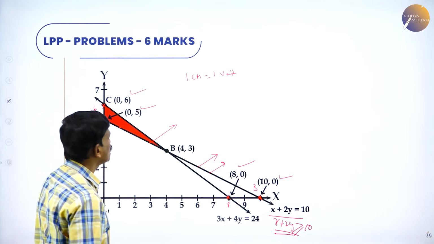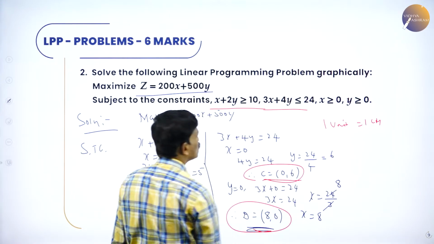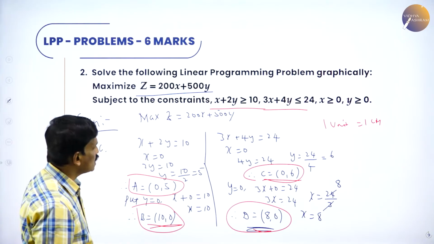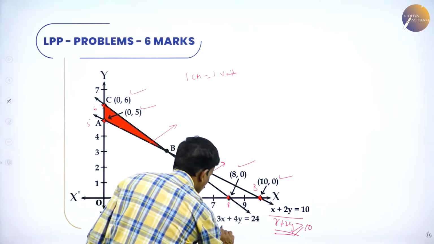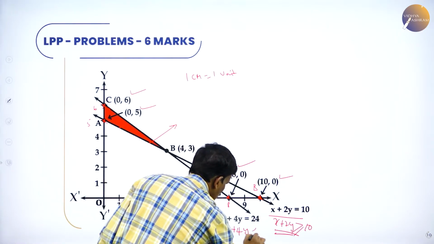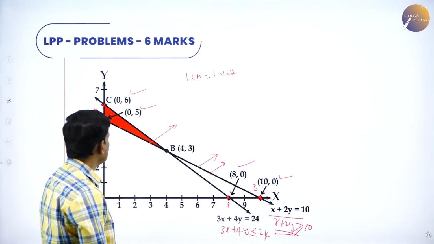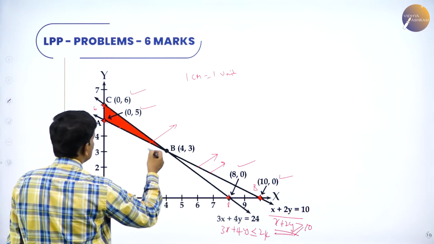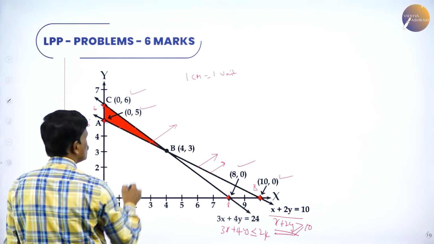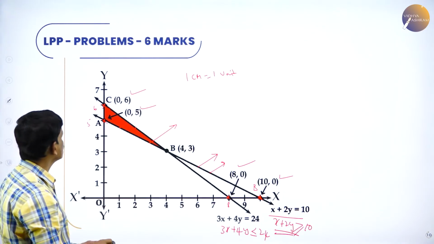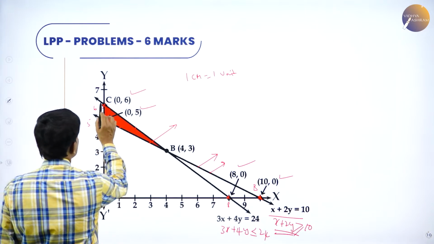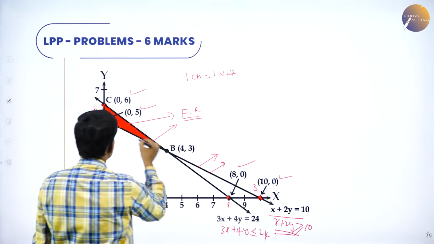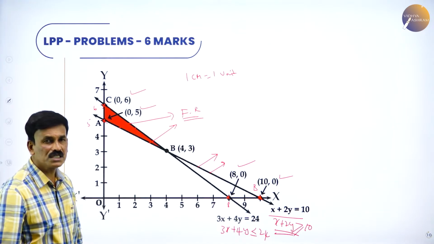Now, what is the condition? The second curve is 3x plus 4y less than or equal to 24. Less than or equal to means this goes in the downward direction. The feasible region is towards the downward region. Therefore, A, C, B is the feasible region. The shaded region indicates the feasible region for the given problem.